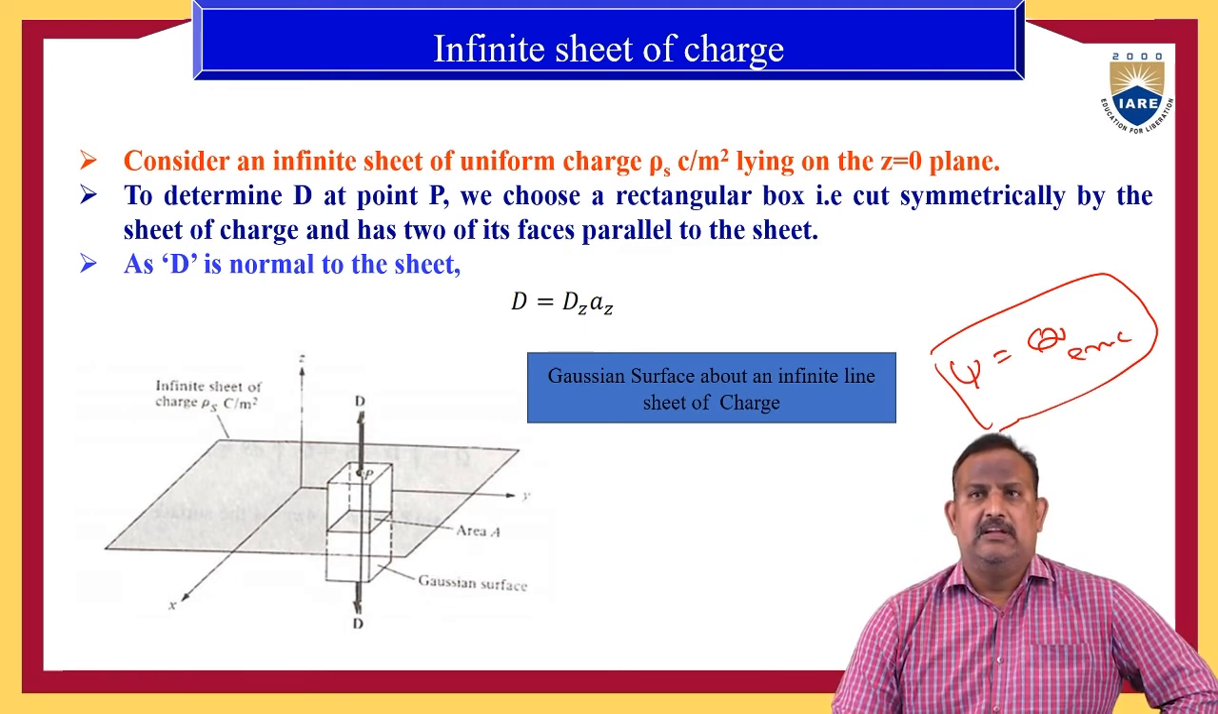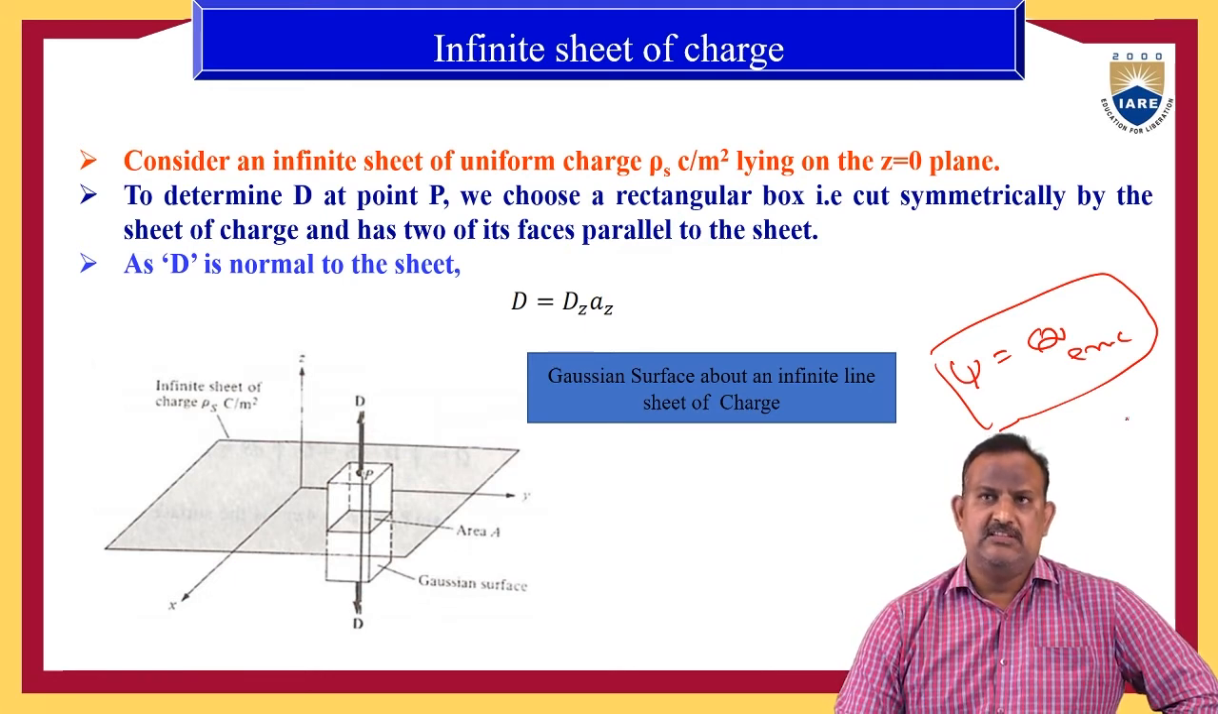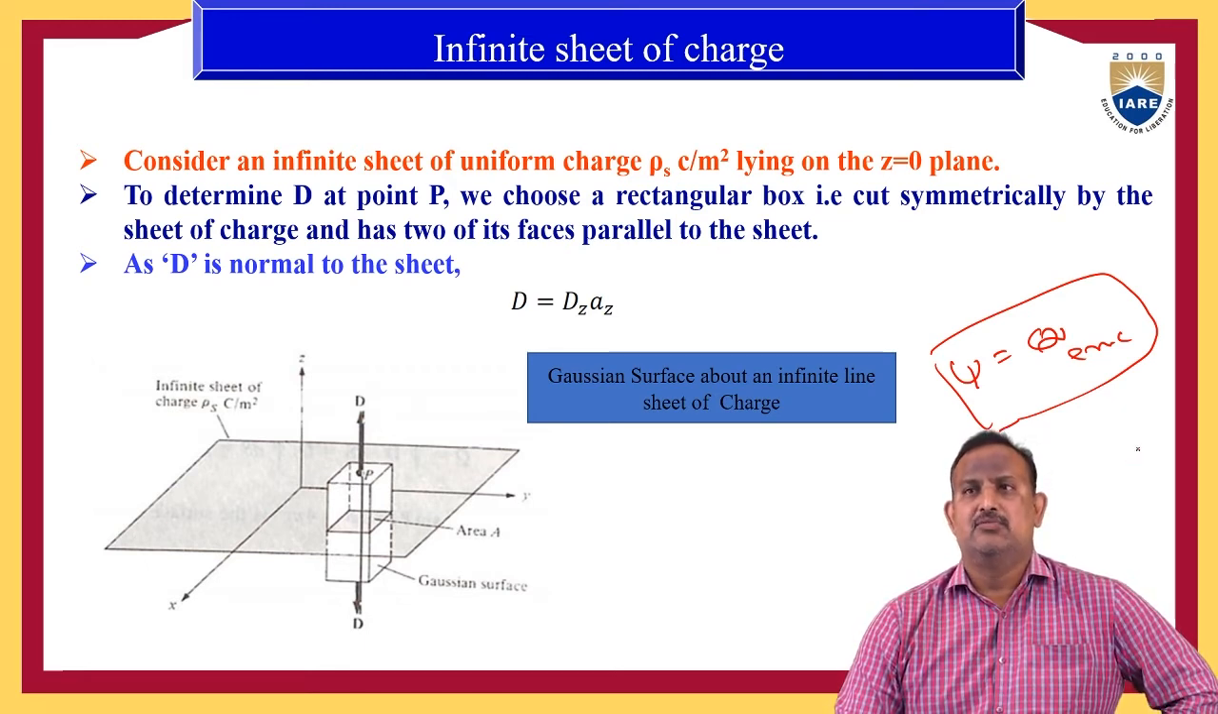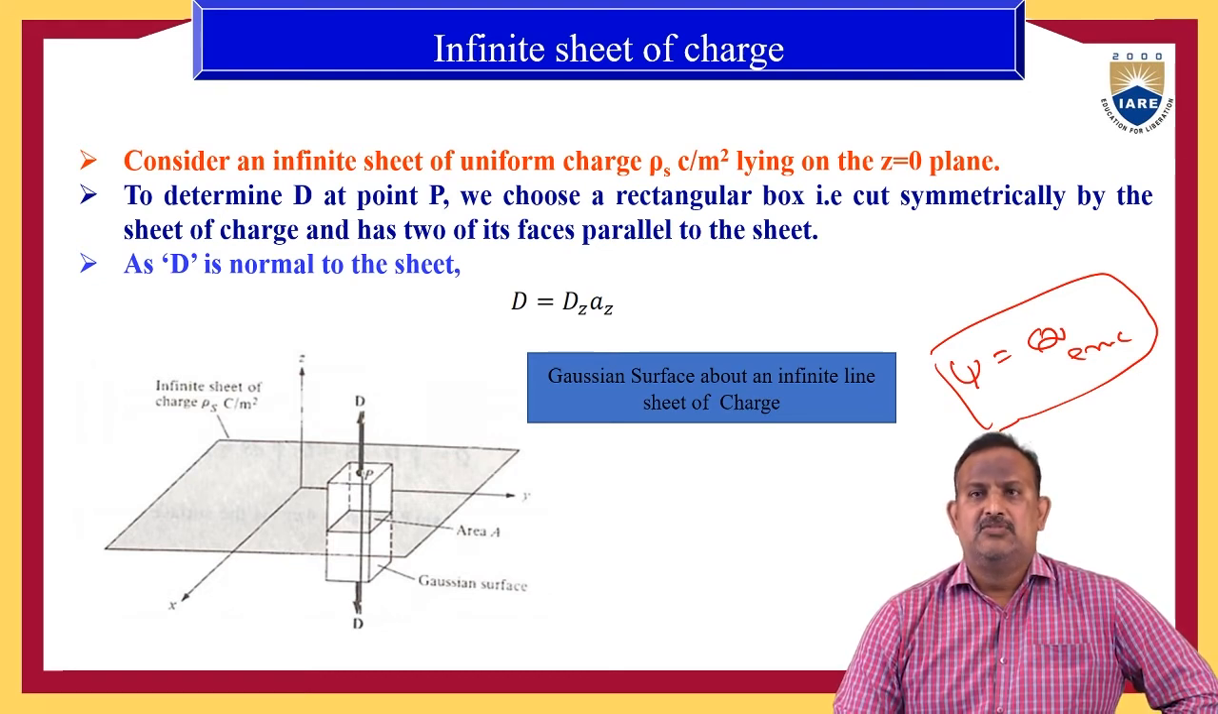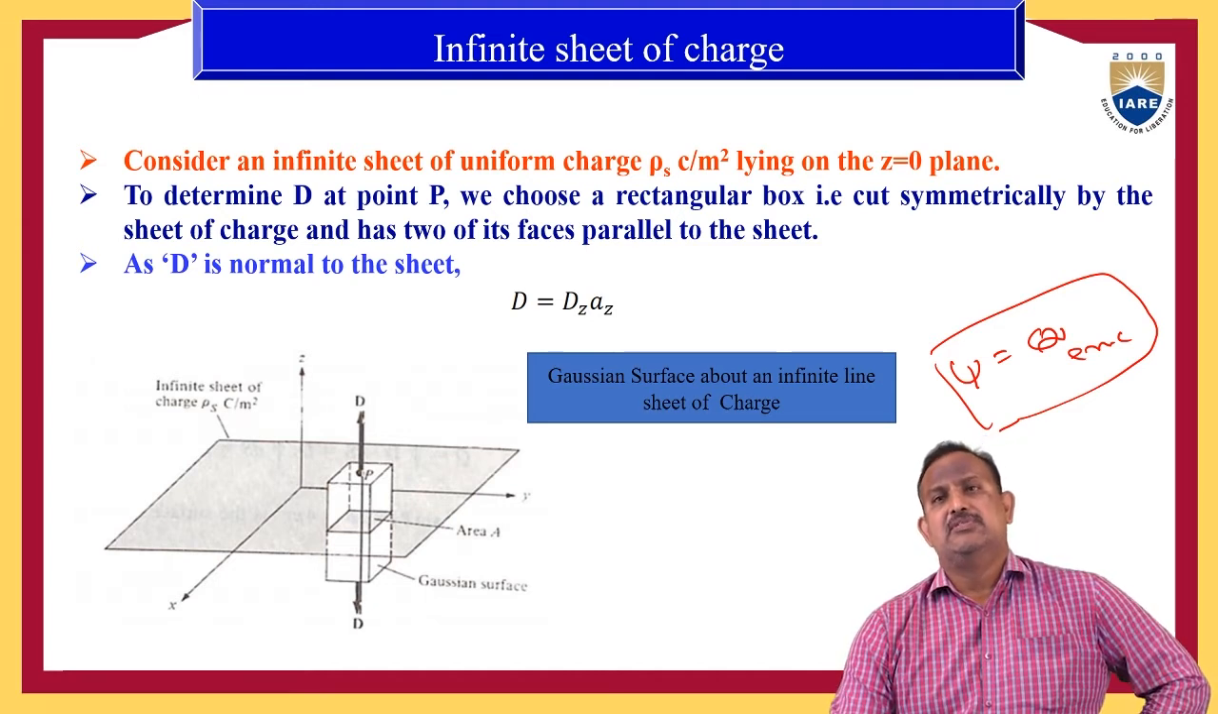So let us assume an infinite sheet of uniform charge with the charge density rho s coulombs per meter square lying on the z equal to 0 plane. So assume an infinite sheet. To apply Gauss law, here we need to follow some rules and regulations.